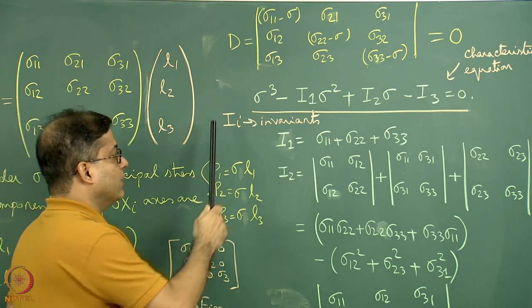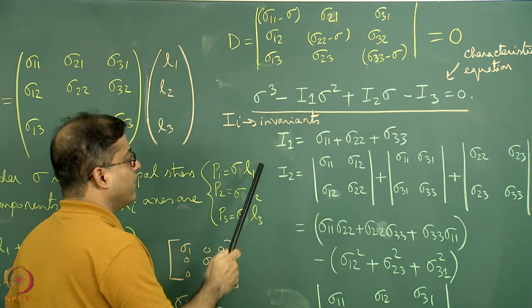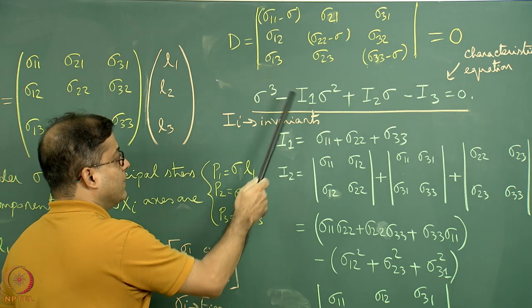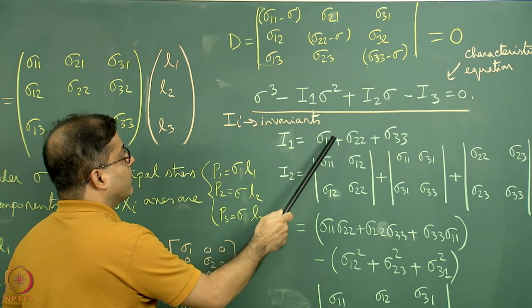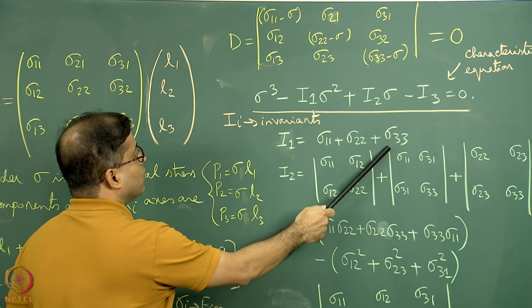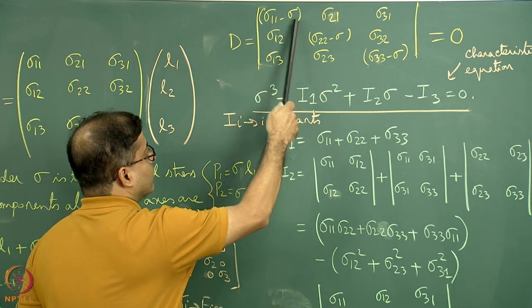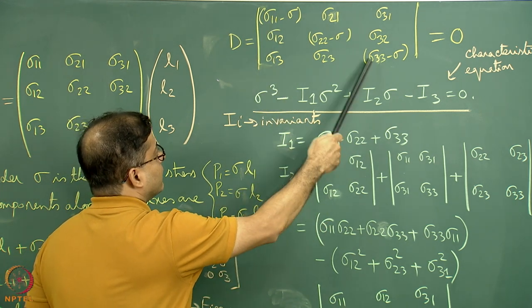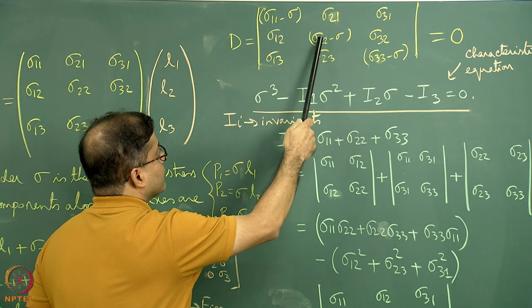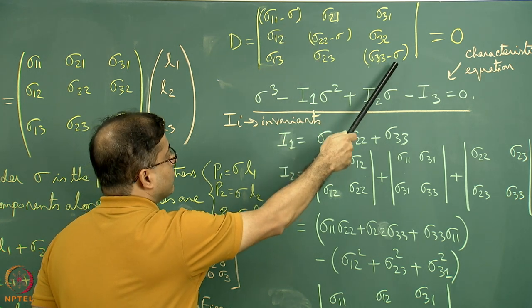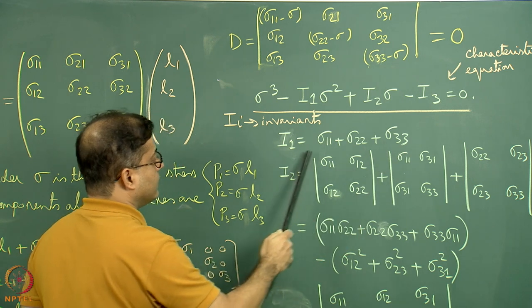Now, from the cubic equation relationship, one can find out that I1 is equal to sigma 11 plus sigma 22 plus sigma 33. Note that this I1 is not the trace of the matrix. If I add 3 of them, it will be sigma 11 plus sigma 22 plus sigma 33 minus 3 sigma. Here is no such minus 3 sigma term.